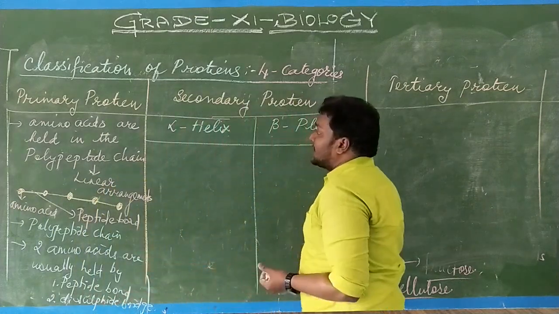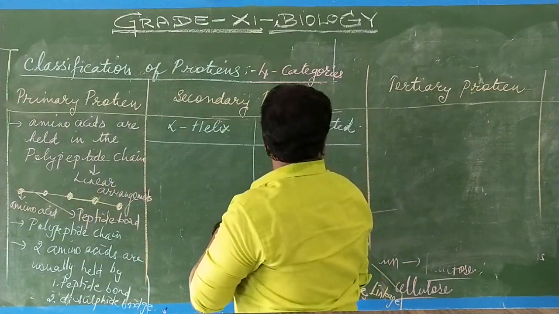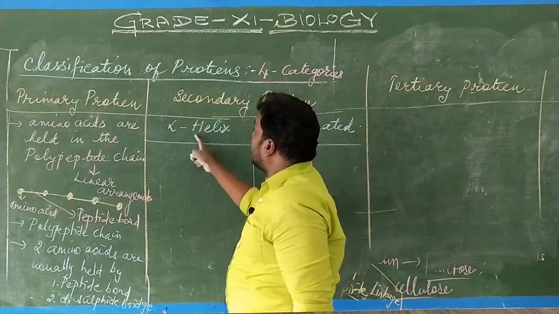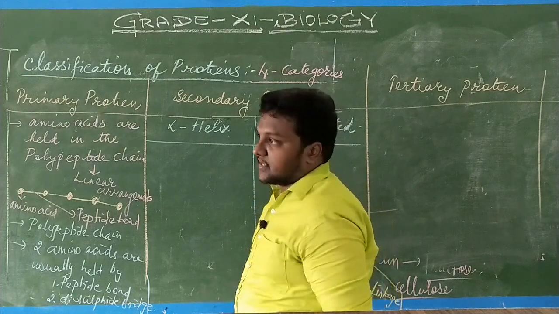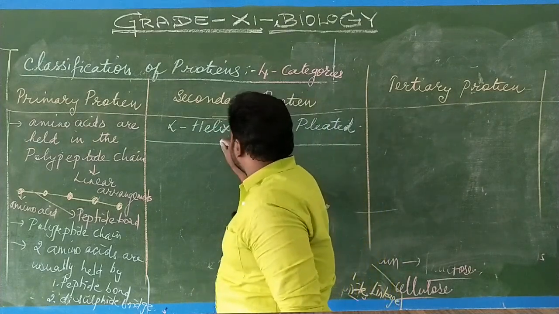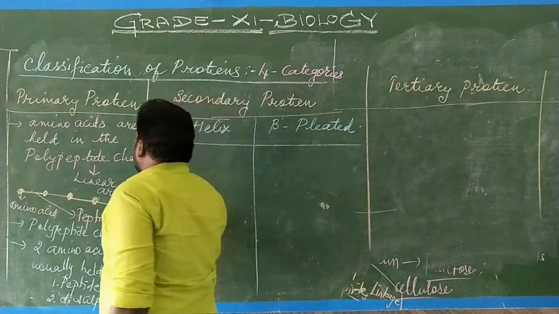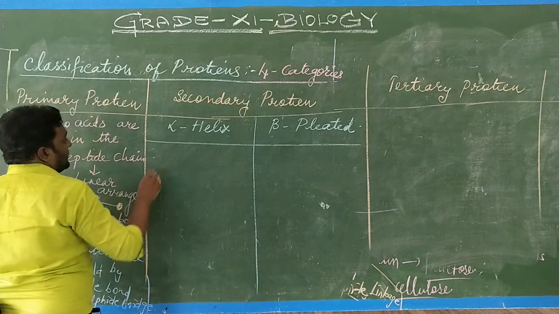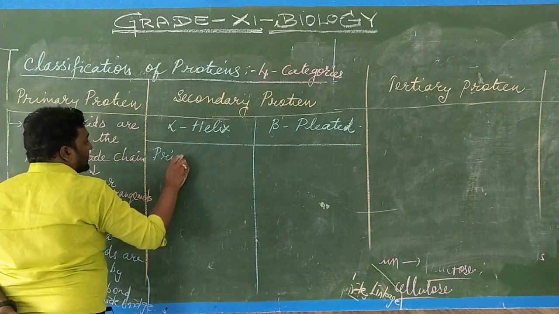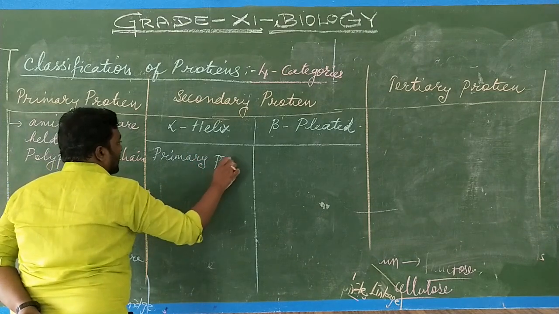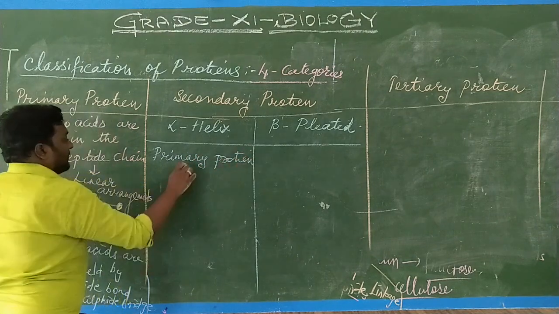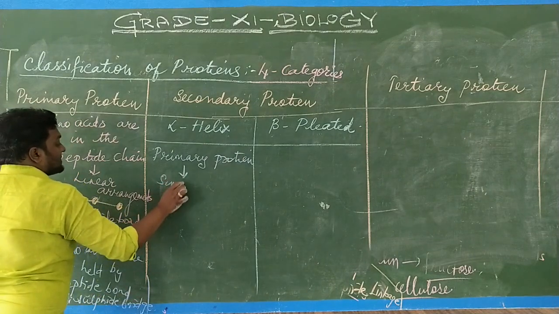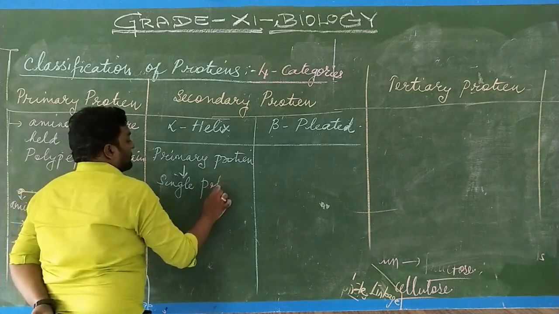And now coming to the secondary protein. When studying the secondary protein, we have alpha helix and beta pleated structure. In both the alpha helix and the beta pleated structure, what is there in the primary protein? The single polypeptide chain.